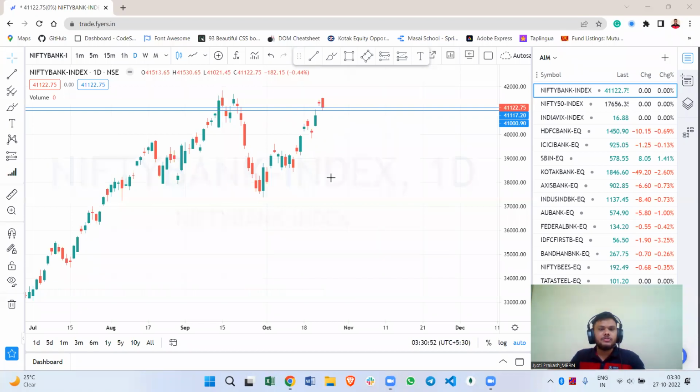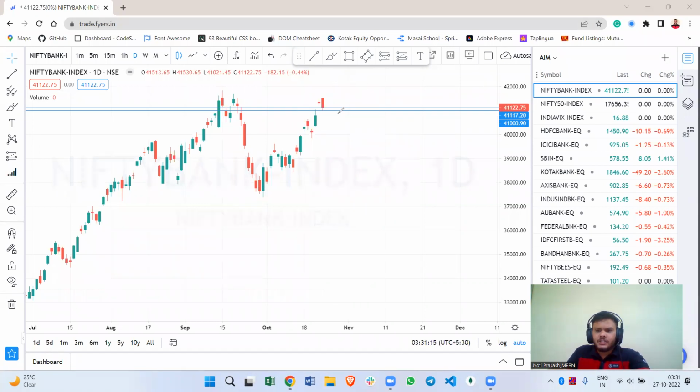First of all, let's look into the one-day candle of the Bank Nifty chart. After that, we are going to look into the 15-minute candle for identifying any trade. But before that, we need to identify the trend, where the market is going and what the market is showing us on the one-day candle chart.